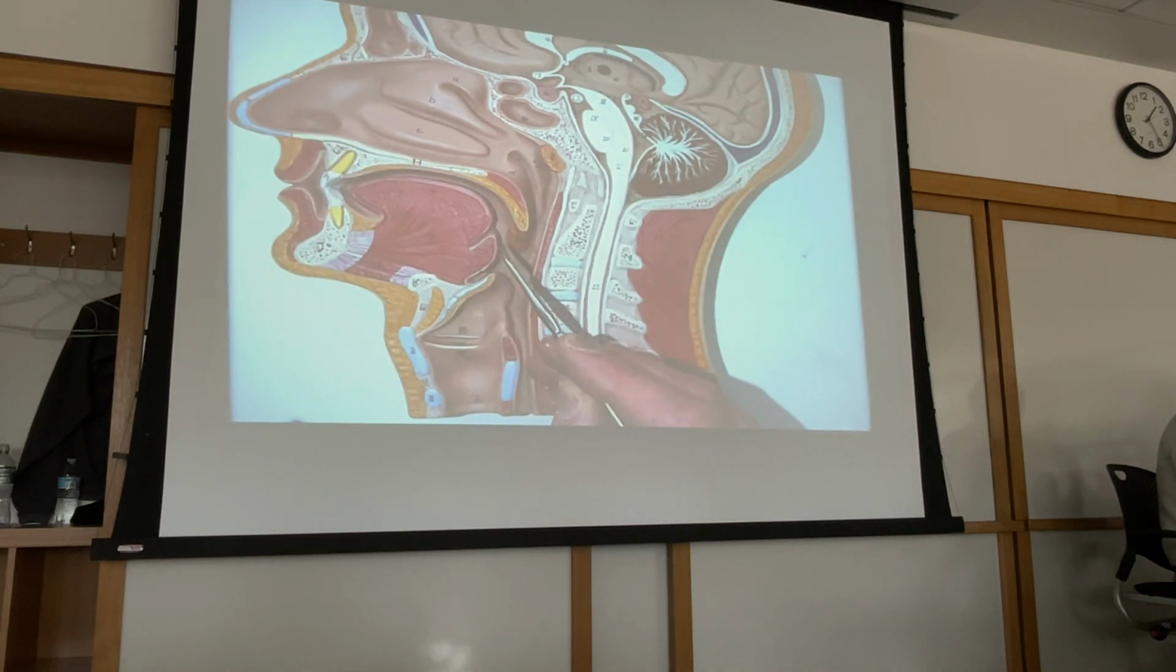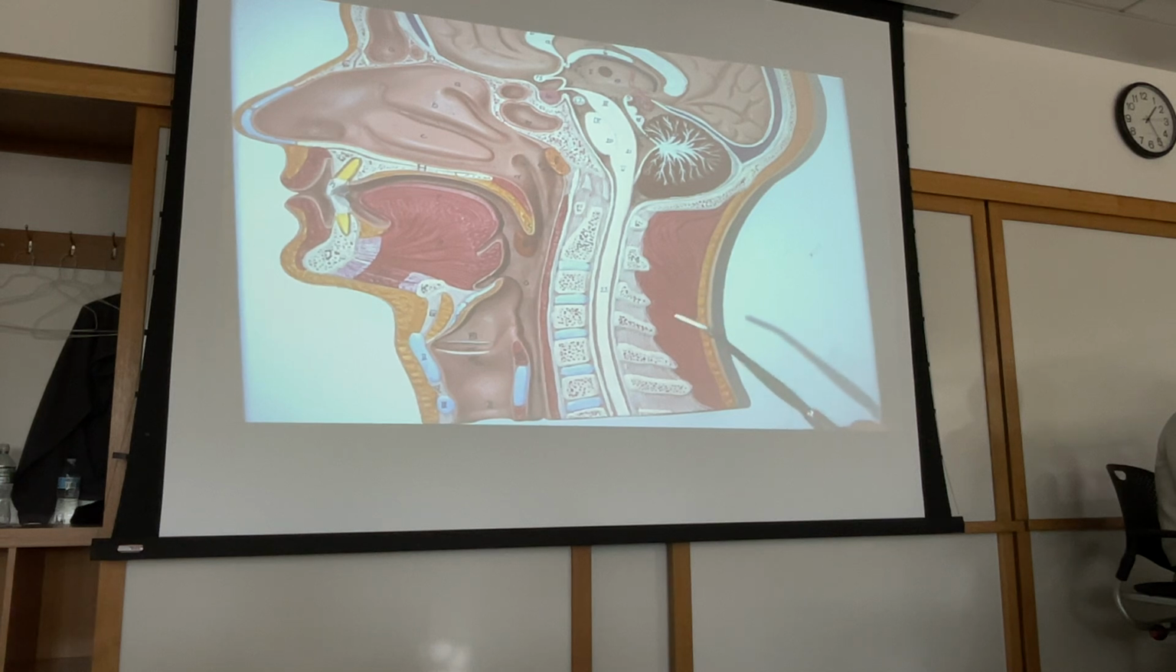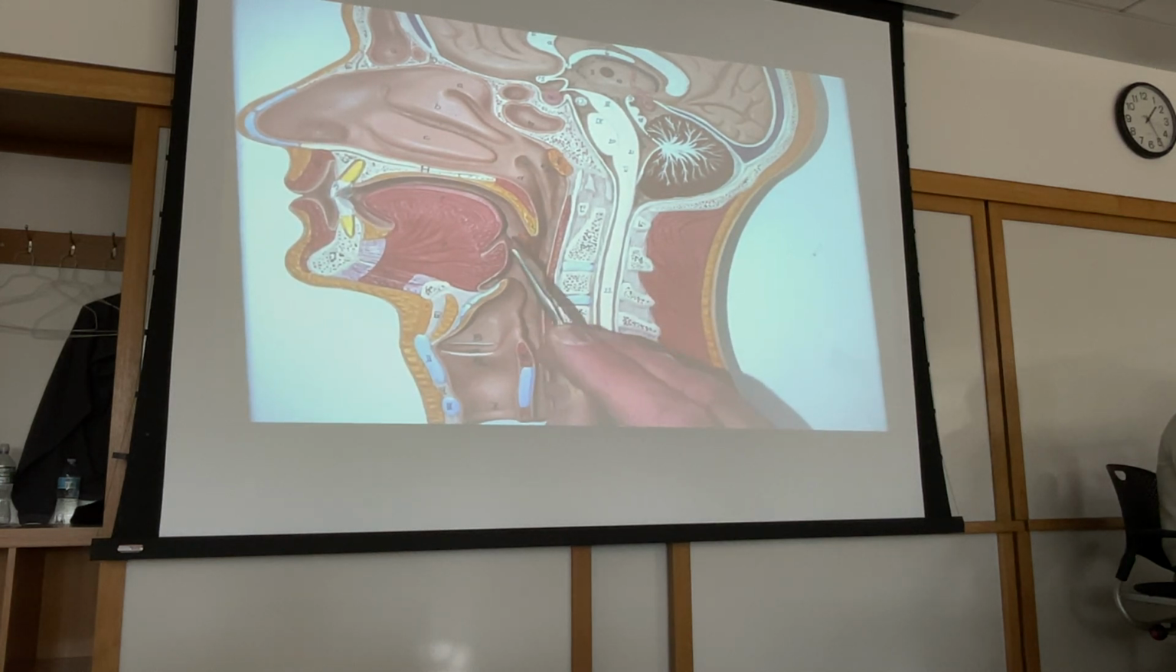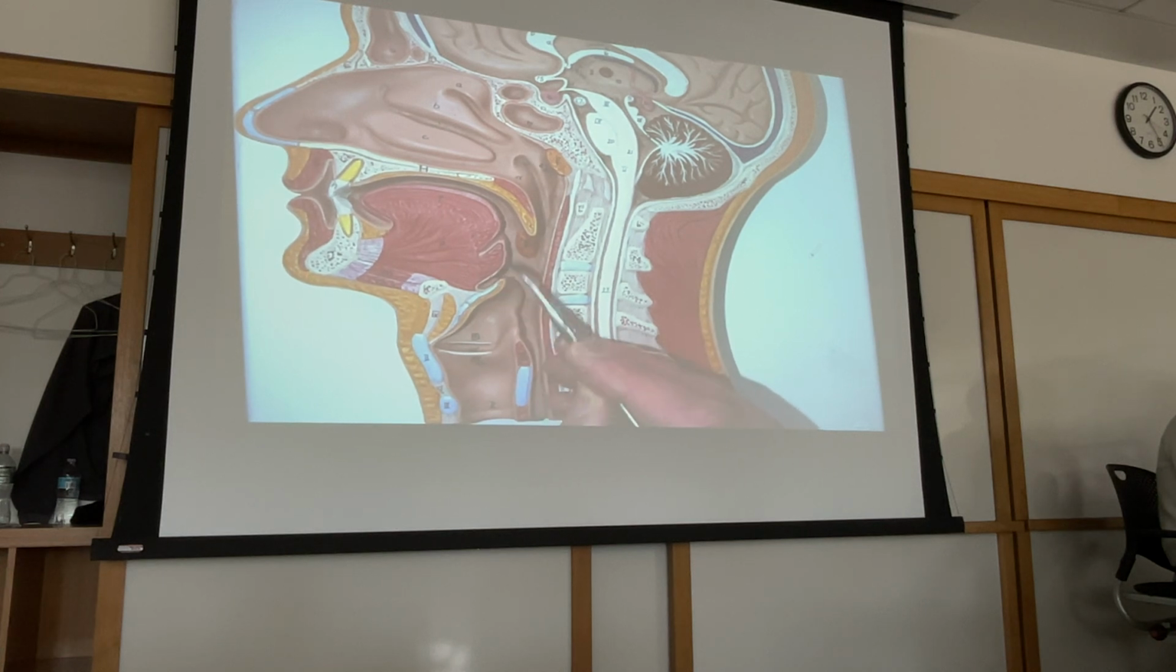For whatever reason on this model, they use this orangish color for some of them, but then they didn't do it for the other one. So this thing at the back of the tongue, that would be the lingual tonsil.